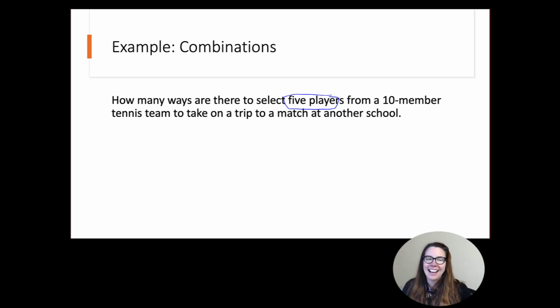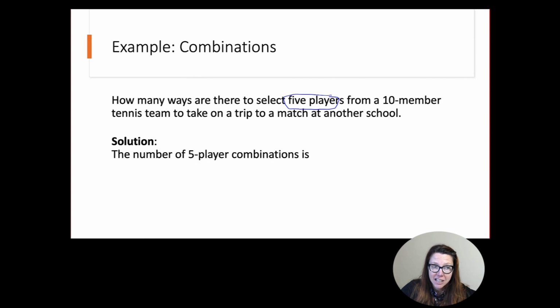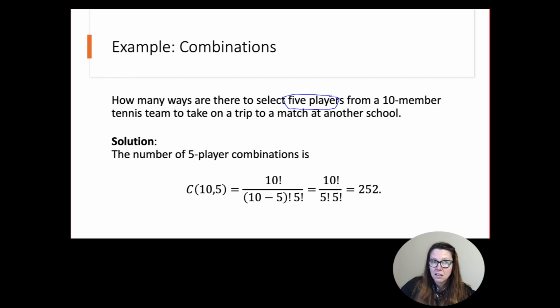Not my game. Okay, so if I'm going to choose 5 at random from my 10-player set, I'm looking for 5-player combinations. So the number of 5-player combinations is what? Yeah, so Burnley's got it, N equals 10, R equals 5. So that's 10 factorial over (10 minus 5) factorial times 5 factorial, or 10 factorial over 5 factorial times 5 factorial, which you can prove to yourself is 252.